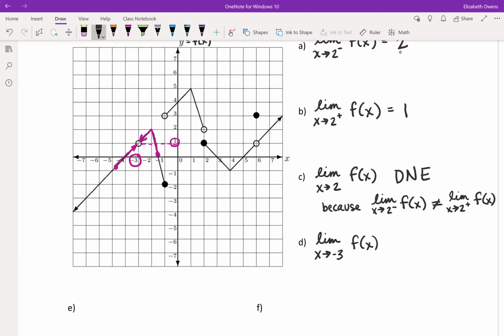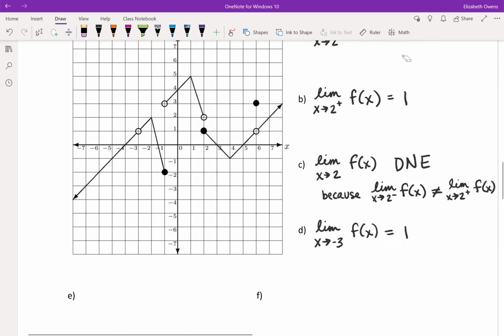Okay, so this overall limit does exist. It equals 1. Even though the function is not defined at that point, there's a hole in the graph, our limit still exists. We're still approaching that same y value.